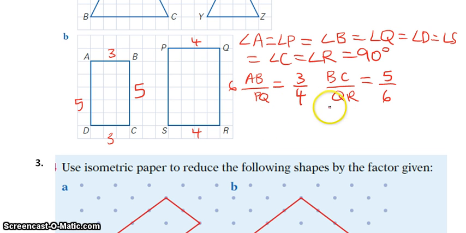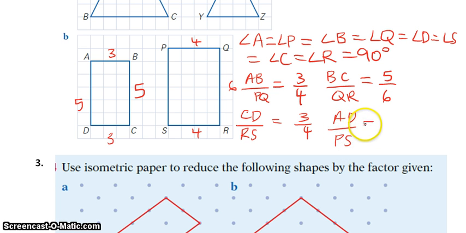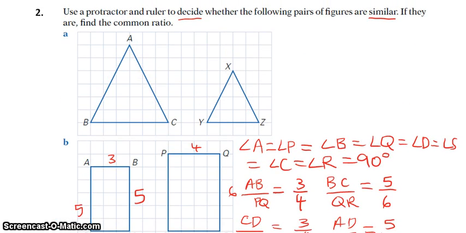Okay, so I could keep going with this. I could then go that CD over RS equals 3/4, and AD over PS equals 5/6. Okay, so since all the angles are equal and the matching sides are in the same ratio, I can say that therefore ABCD is similar to, that's a special symbol, PQRS. Okay, so that's the sort of thing you need to be writing down. So you'd need to do that for the first question by measurement.